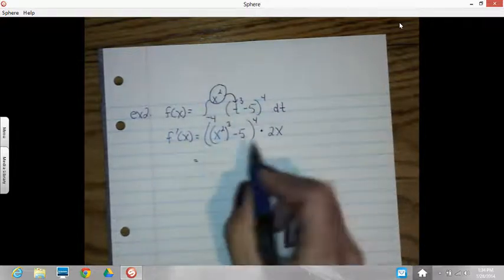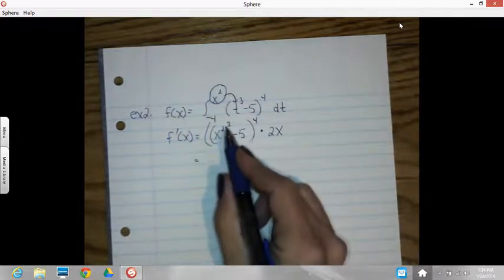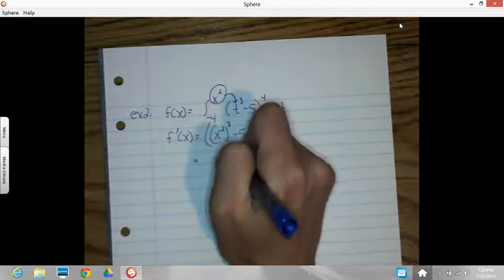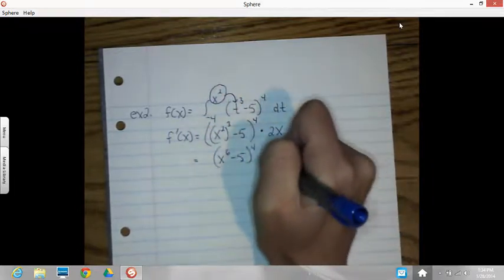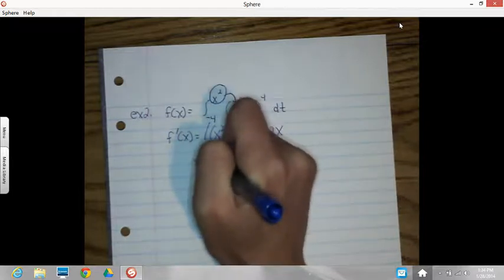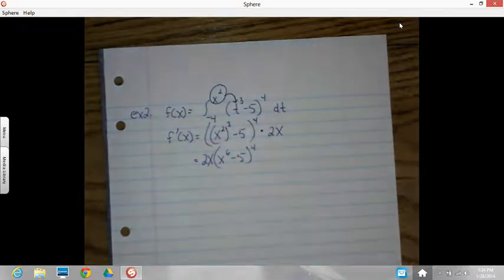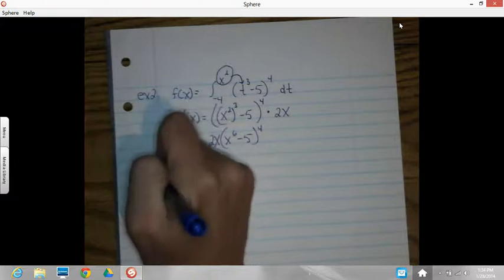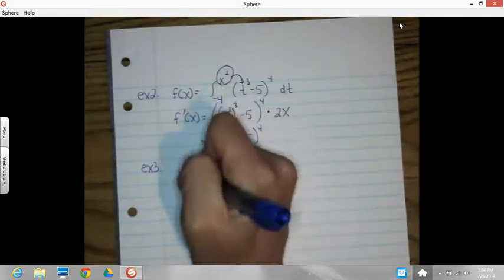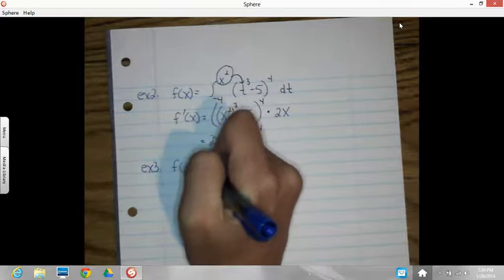So simplifying in here, this is a rule where we multiply. x to the 6th minus 5, quantity to the 4th. I'll throw the 2x in the front. They don't get much harder. You just have to remember the shortcut rule.